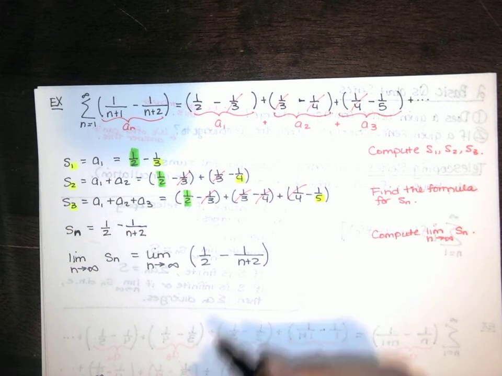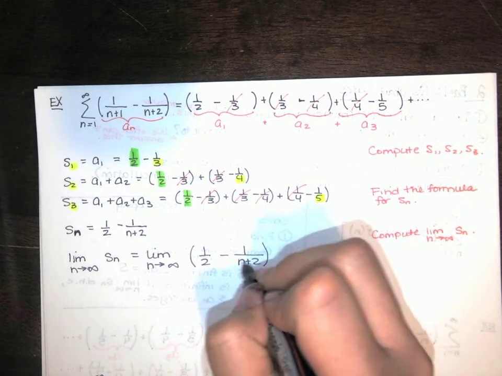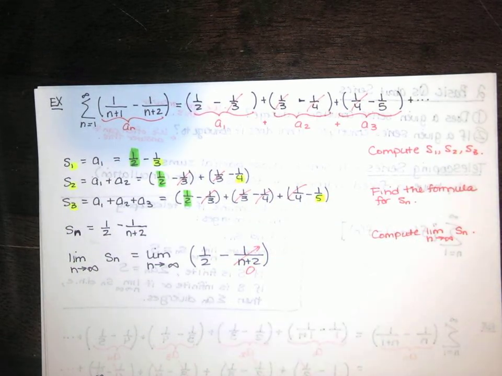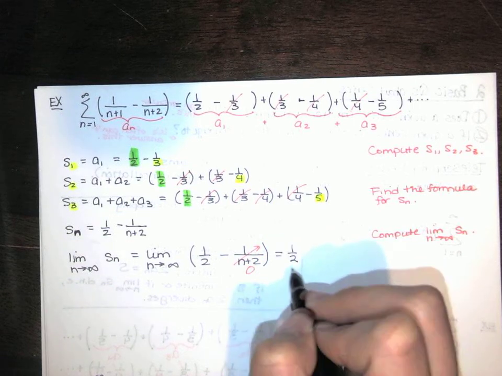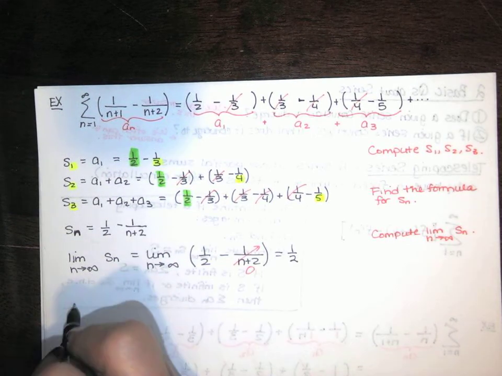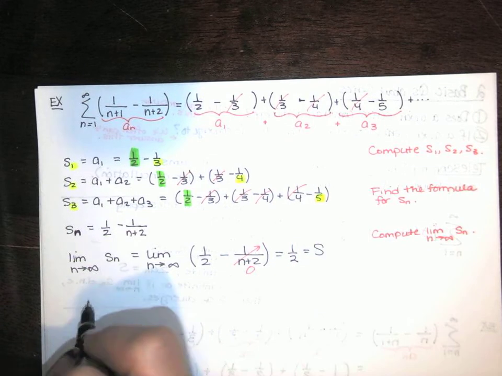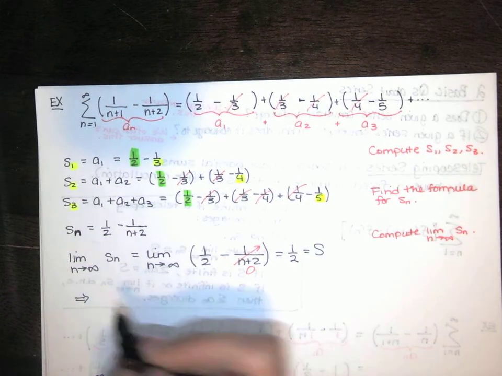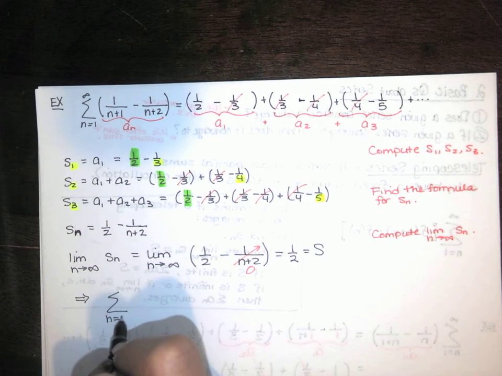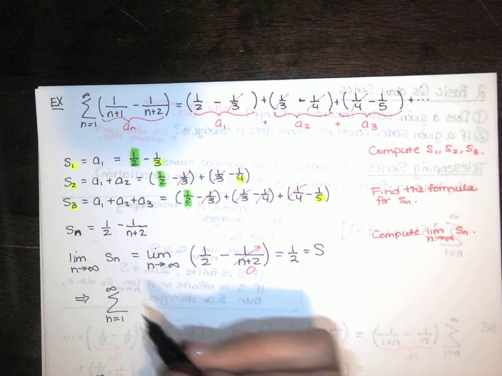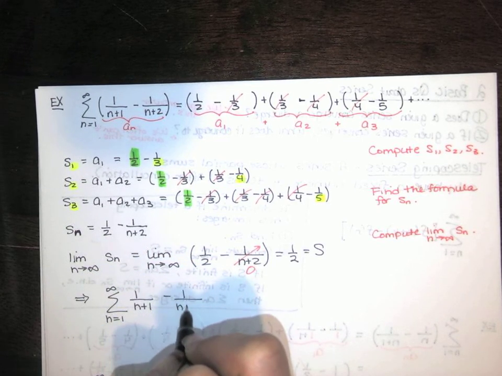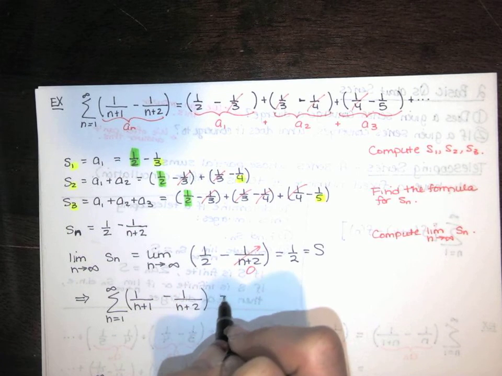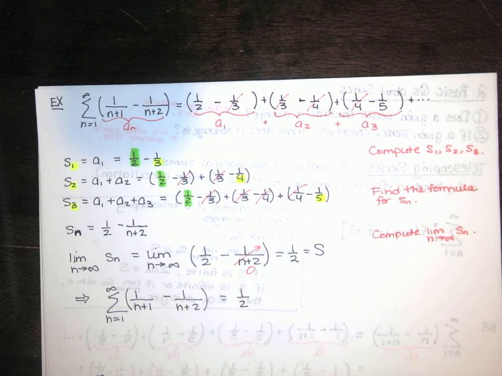As n goes to infinity, 1 over a really large number is a really small number, so that's gone. And we get a finite number, 1/2. So now we're going to interpret that as the sum of this series. So that's our capital S. So our conclusion is the series that we started with, the sum as n goes from 1 to infinity of 1 over n plus 1 minus 1 over n plus 2. That equals 1/2. Infinitely many terms, you add them together, you get 1/2.